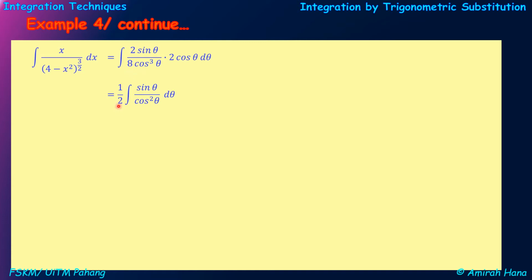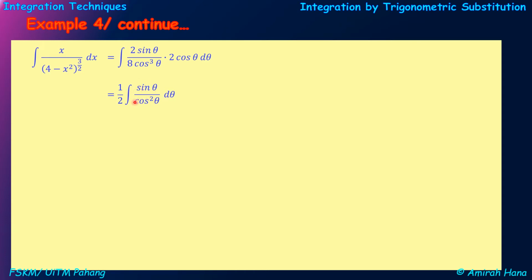We can move the constant half out from the integration sign. And then we can simplify cos theta and cos cubed theta here. So we get the denominator with cos squared theta, and we still have the numerator sin theta, and then d theta. So now we have the integration of a trigonometric function.